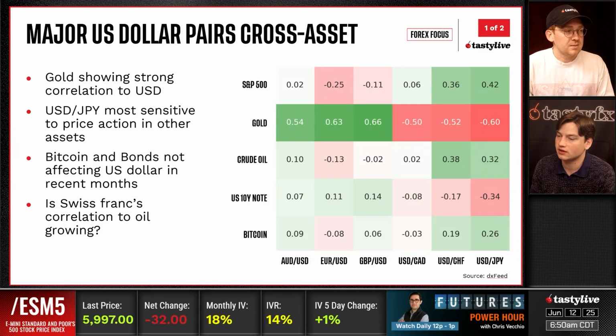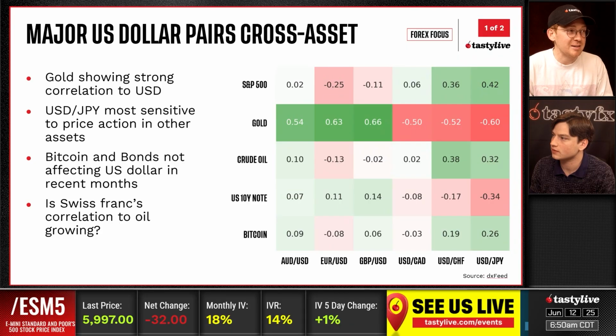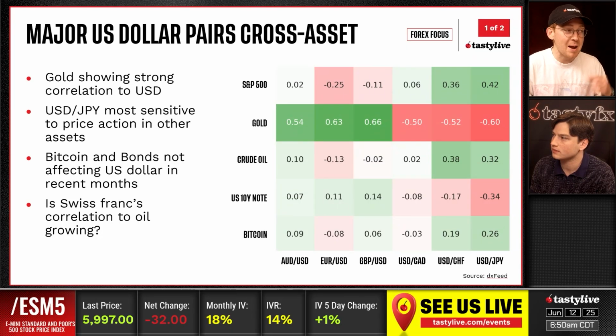But here, looking across asset classes, we've got a little correlation matrix for you. I haven't looked at it, and I know that it's on the screen in front of me. Yep. But I'm not breaking eye contact. No, you're not. It was actually kind of freaking me out.